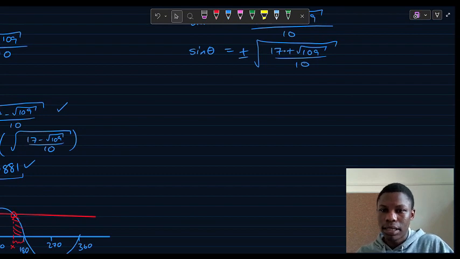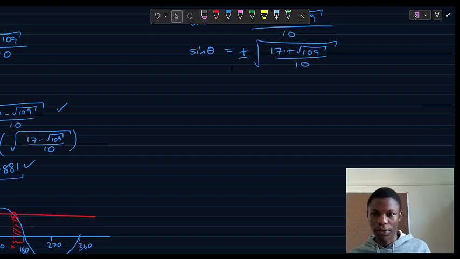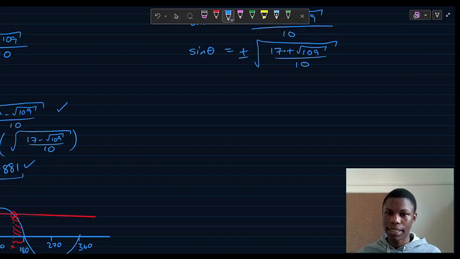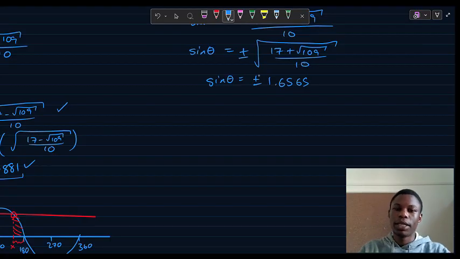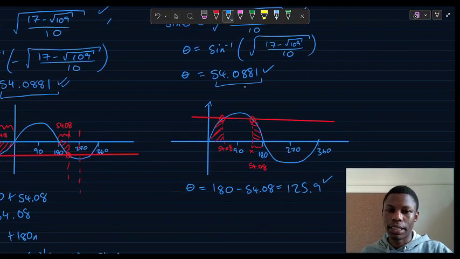And a good thing to always check, especially when you've got values like this, is: is (root 17 plus root 109) over 10 greater than 1? Because this value here, we're saying that sine theta is equal to plus or minus 1.65, right? Remember that your sine graph ranges from 1 to negative 1.